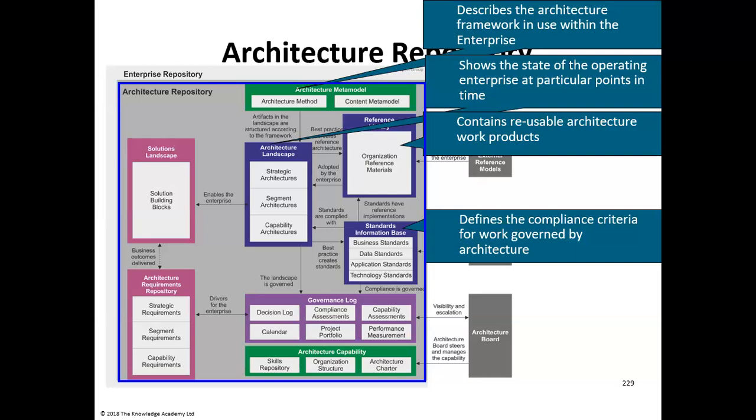Now, the standard information base, what does it contain? Basically, SIB is also called SIB. What does it tell you? It defines the compliance criteria for work, for the architecture. So what does it contain normally? The standard information base may contain specifications or standards you must conform to for compliance, for example legal requirements, regulatory requirements, industry standards, things like that.